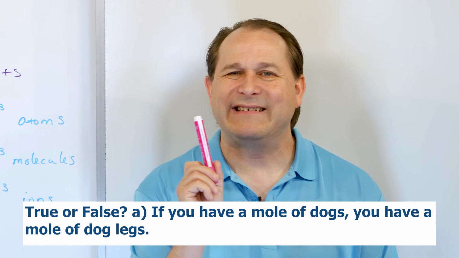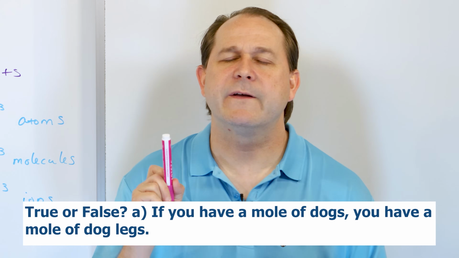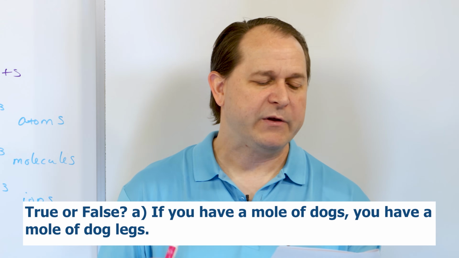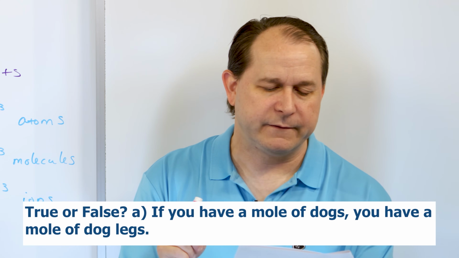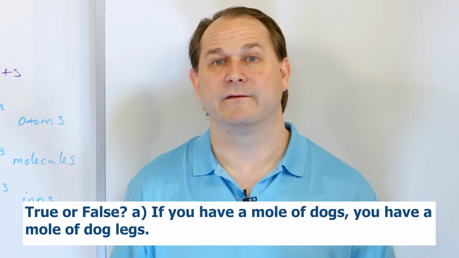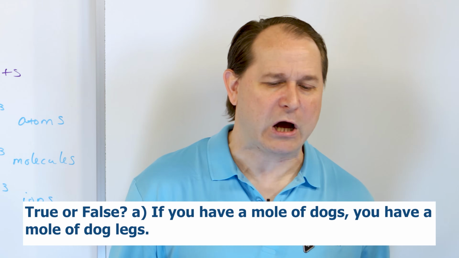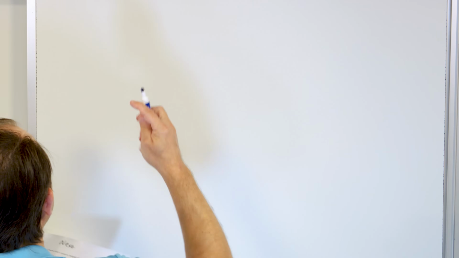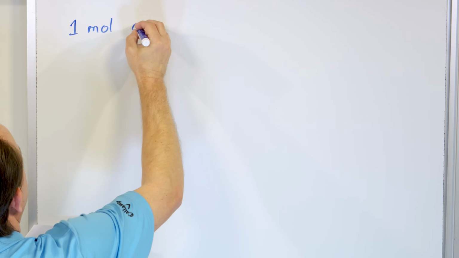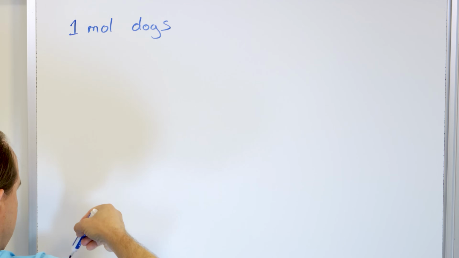I want you to state whether the following statement is true or false. Let's read the statement. You have a mole of dogs. You also have a mole of dog legs. True or false? Well, what is a mole of dogs? That sounds weird, right? But let's just write it down. One mole of this thing called dogs.